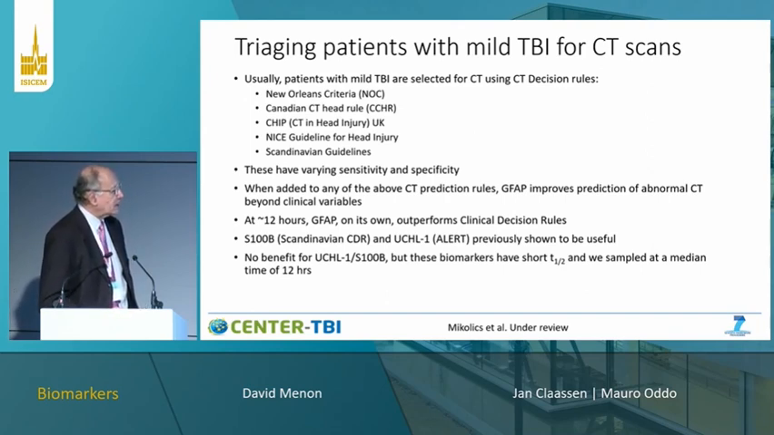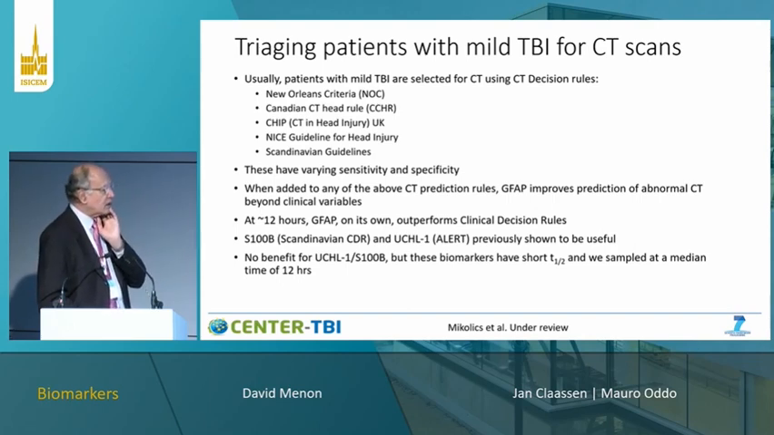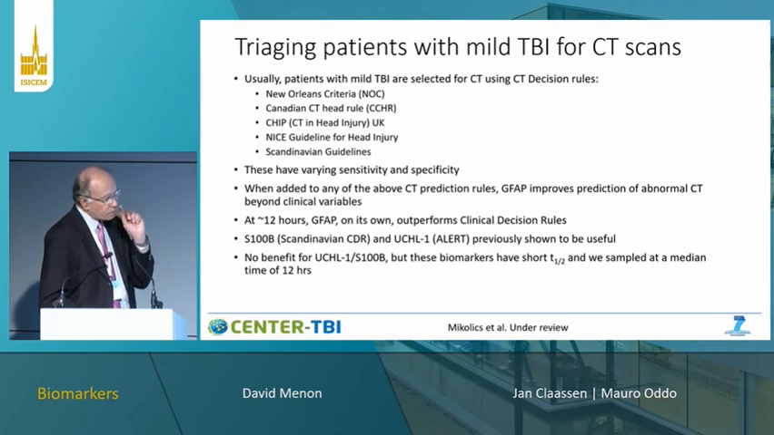S100B and UCHL1 have previously been shown to be helpful in prior studies, but we couldn't find any additional benefit from these two in our study. However, it's really important to make the point that both UCHL1 and S100B have very sharp kinetics and probably have come and gone by the time we were looking at these patients at 12 hours. It's probable that GFAP will still be superior, but we haven't conclusively shown that at an early time point.